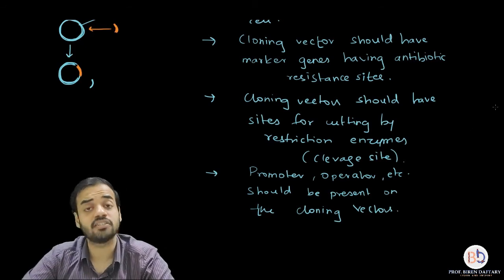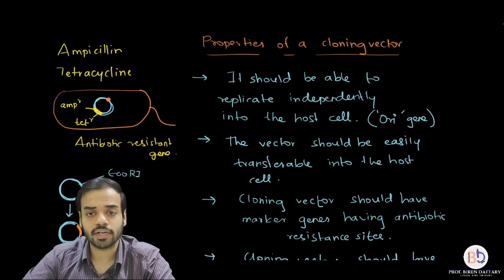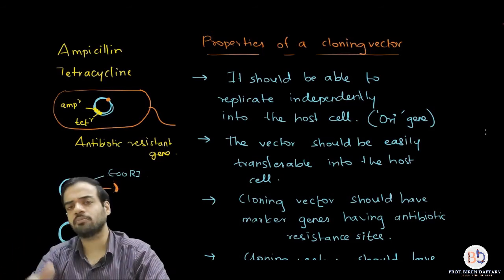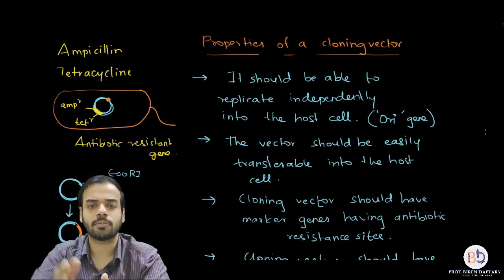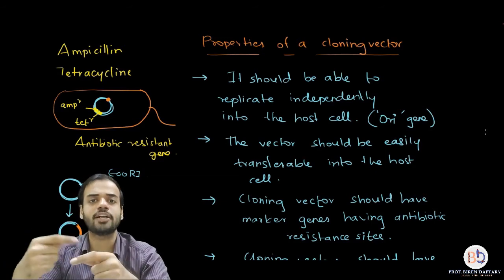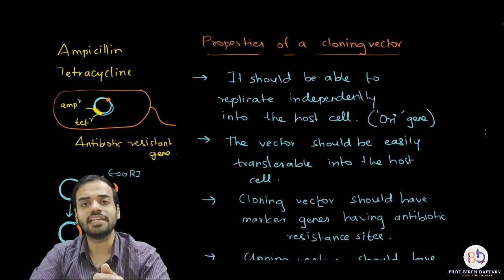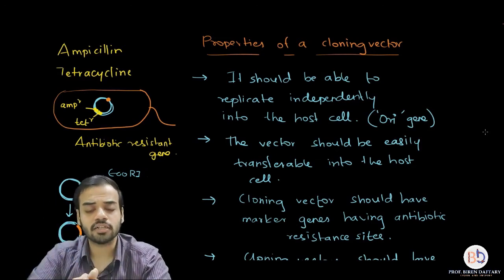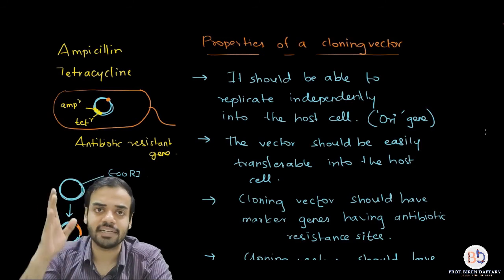There are 5 properties, very important to remember. A question can be asked. So let us have a look at the properties once again. These are the properties which every cloning vector should have. The cloning vector may be a bacteriophage, plasmid, artificial chromosome, baculovirus, anything, it should be having these properties. First is it should be able to replicate or multiply independently into the host cell along with the desired gene. Second is it should be easily transferable into the host cell. Third is every cloning vector should have marker genes which are also antibiotic resistant areas. I have told you the importance of both marker gene and antibiotic resistance areas.